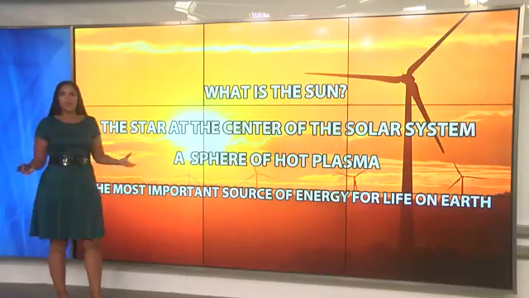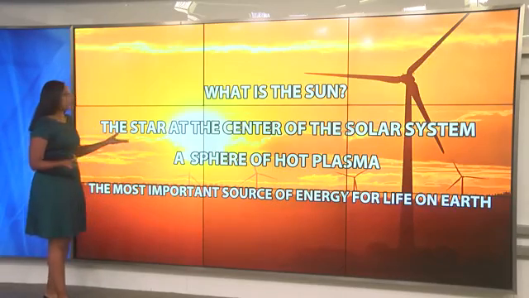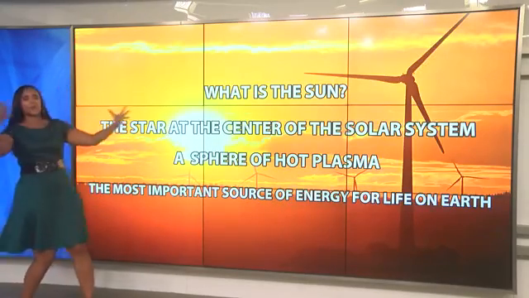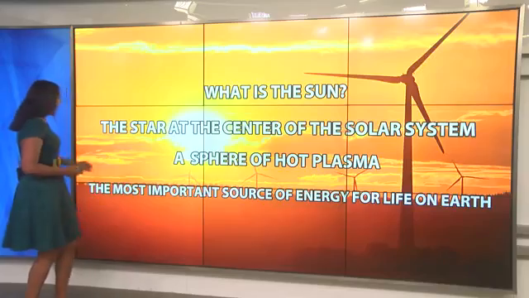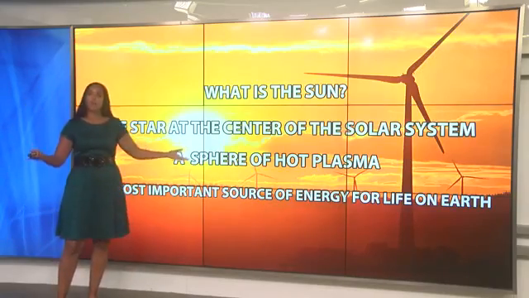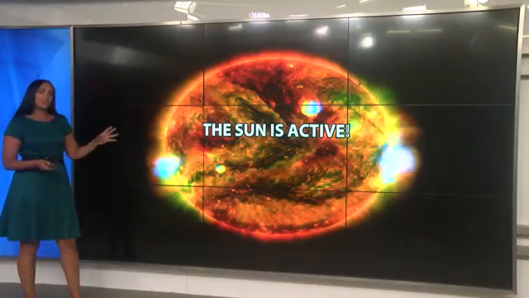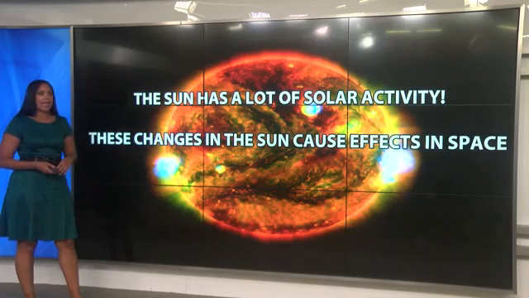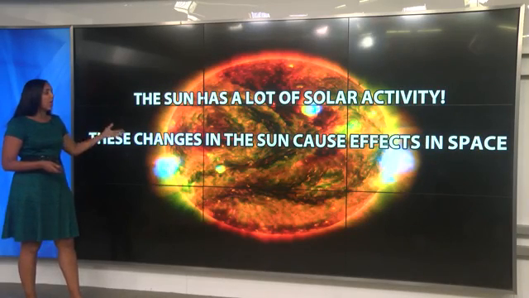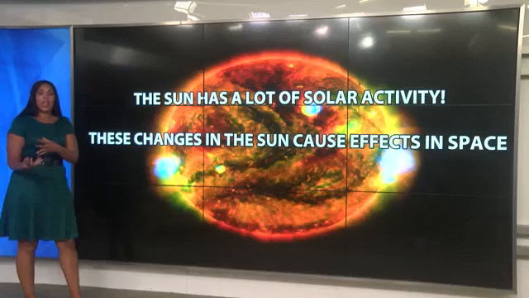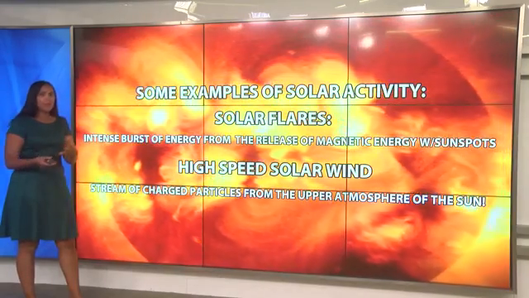First off, the sun. Pretty basic. What is the sun? It's the star at the center of the solar system. It's a sphere of hot plasma, the most important source of energy for life on Earth. That's a given. But did you know the sun is active? It's a very active sphere, and the sun has a lot of solar activity, and when there are changes in it, it causes effects in space.